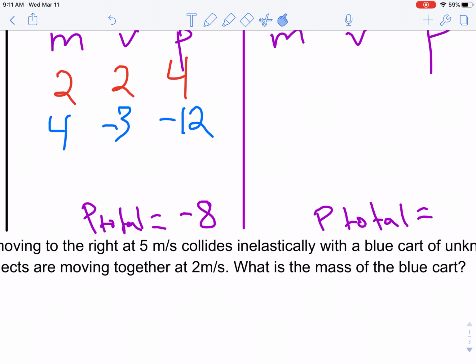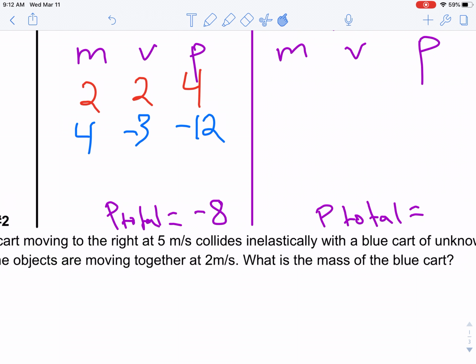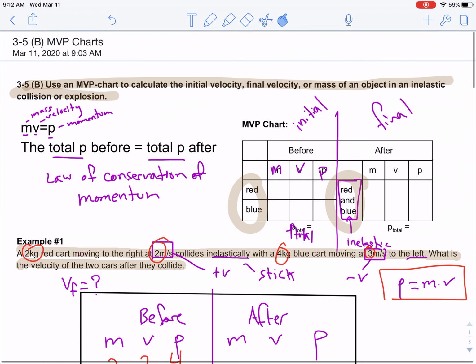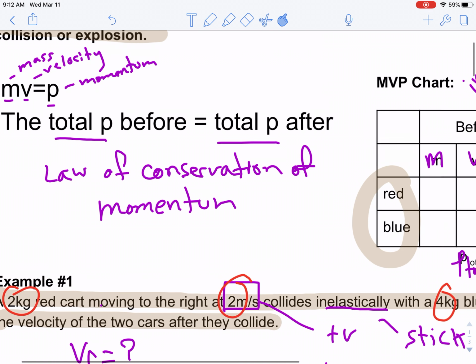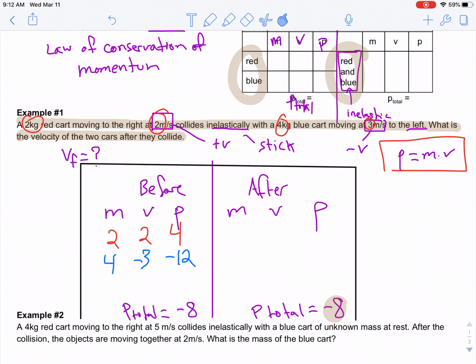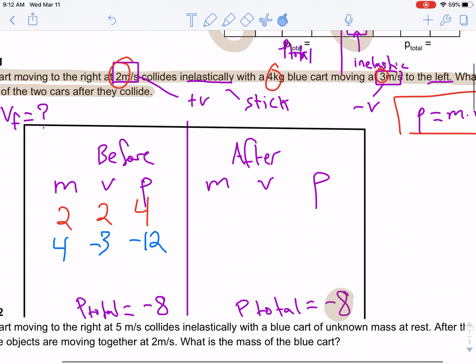Cool. Now, at this stage, we can remember the law of conservation of momentum. We know that the total momentum before the collision equals the total momentum after the collision. So I can fill this in. I am allowed to because of the law of conservation of momentum. That allows me to make this next prediction.